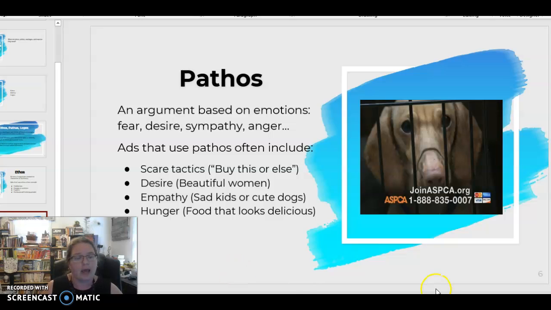So often in advertisements you'll see examples of this, but again also in written articles, people who are using a lot of loaded language or emotive words may be trying to use pathos to convince you to believe them.